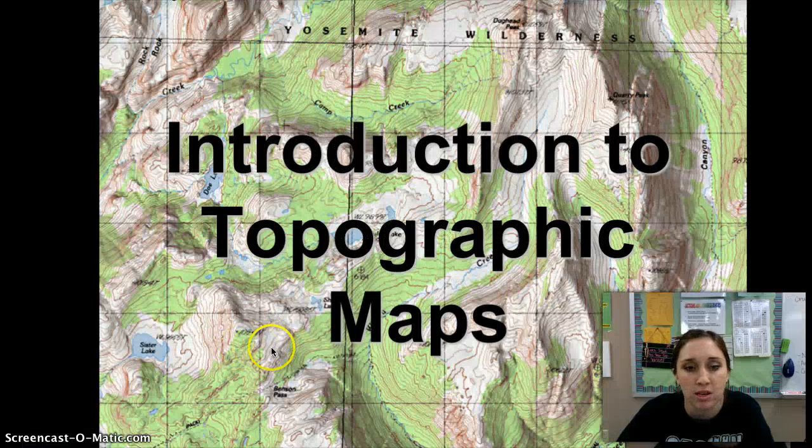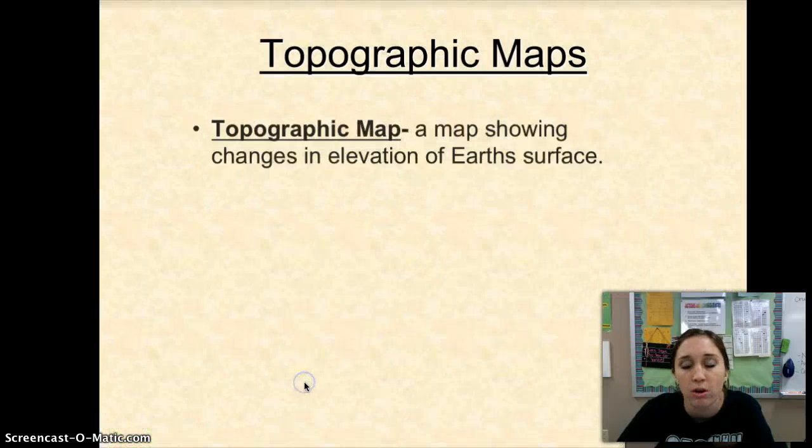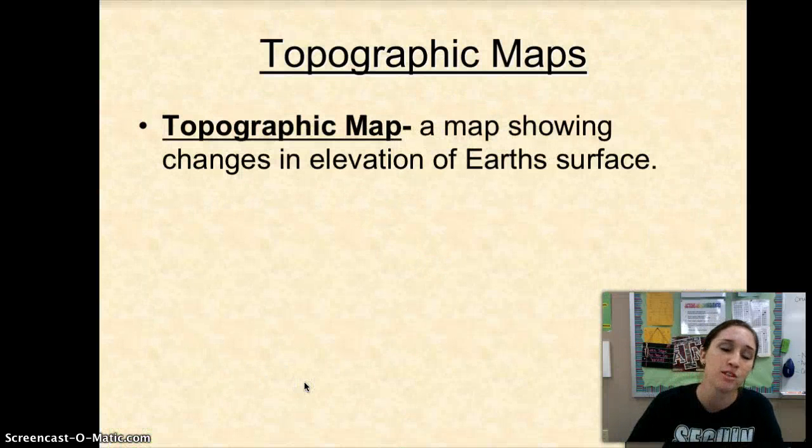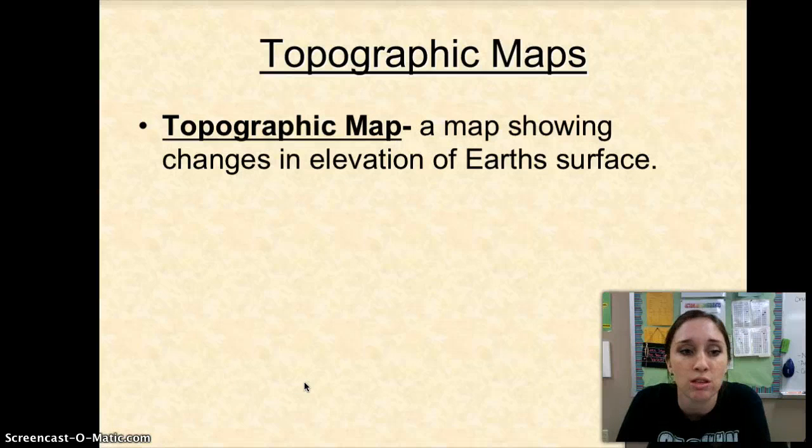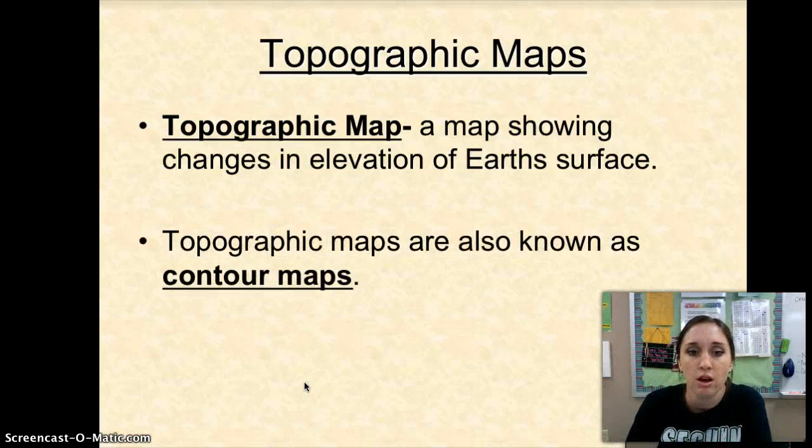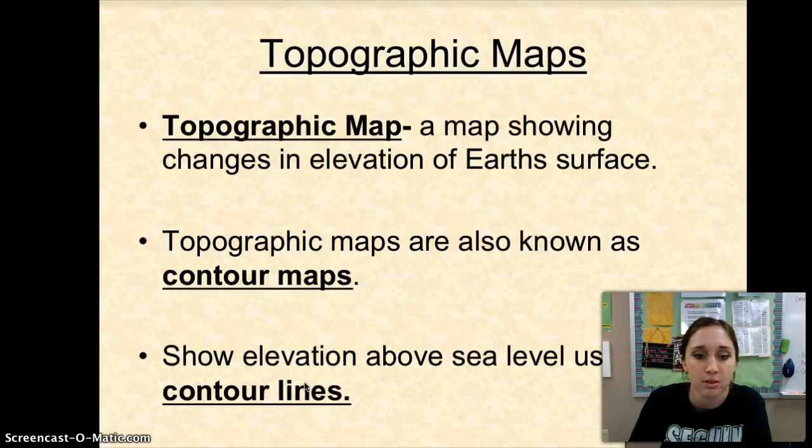Alright guys, we are going to be talking about topographic maps today. A topographic map is a map that is two-dimensional and it shows changes in the elevation of the earth. Topographic maps are also called contour maps because there are contour lines on the map. Contour lines show the elevation and the changing of elevation above sea level.